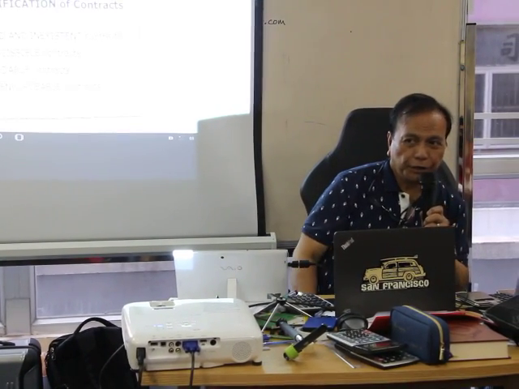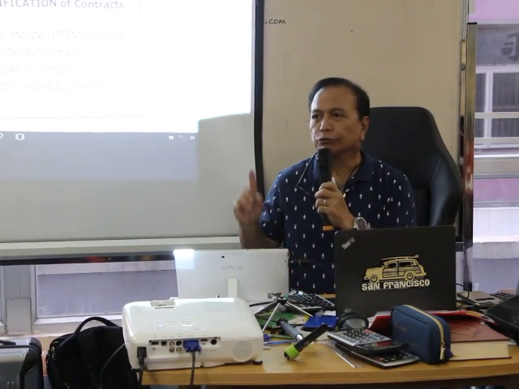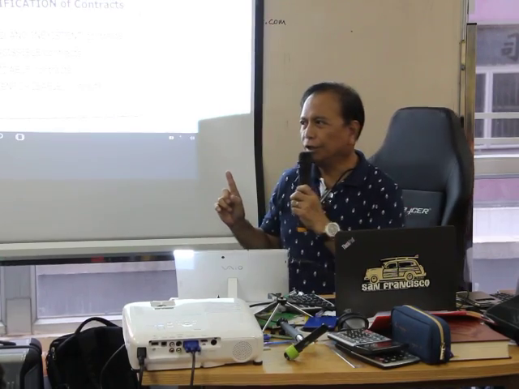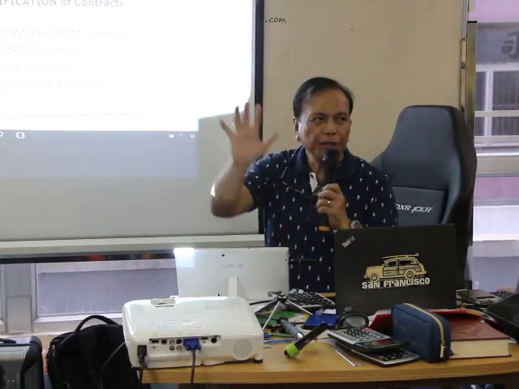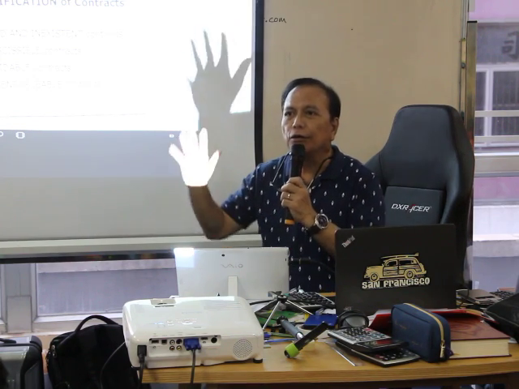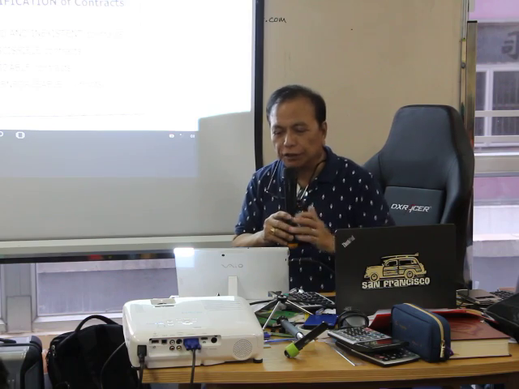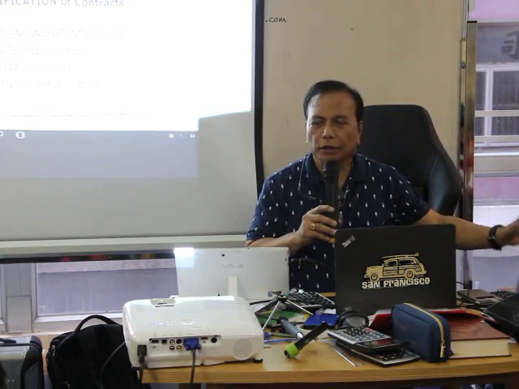Now, we'd like to study what is the classification in a contract. Many kinds of contract. Number one, void or inexistent contract. Void contract means from the beginning, it is not valid. Okay, example.